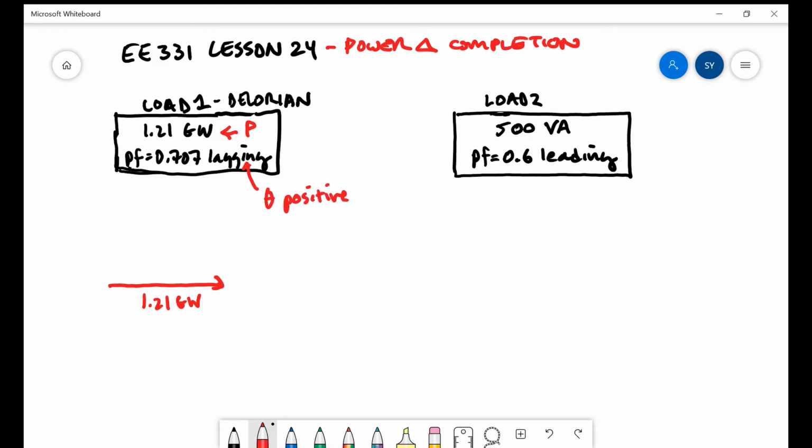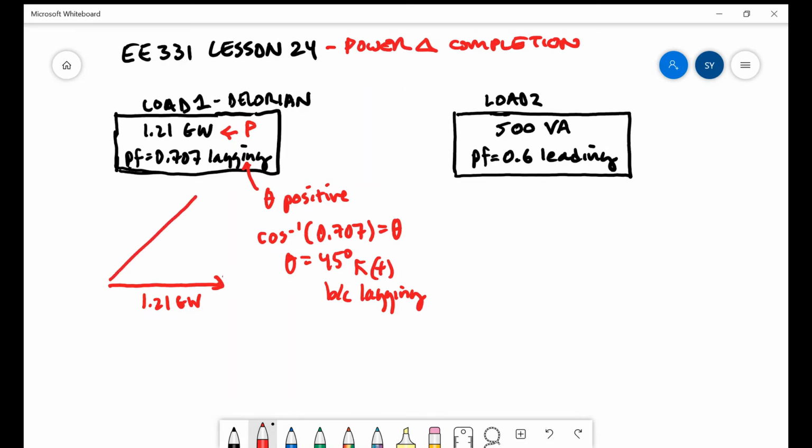This is important because if I use the equation that the inverse cosine of the power factor is the angle, I will always get a positive number. I need to use the leading or lagging statement to tell me. So if I did that, then theta is equal to 45 degrees. In this case, I know it's positive because it's lagging. And again, lagging means it's inductive, therefore think inductor is pointing up.